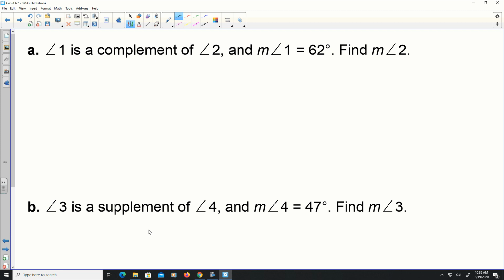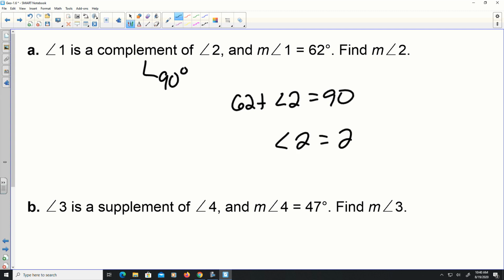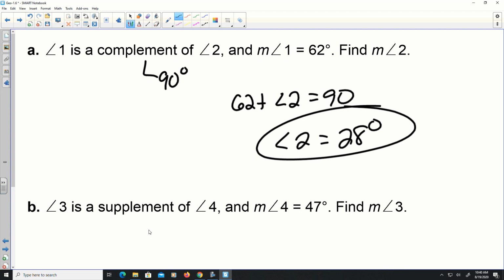Here it says that angle 1 is a complement of angle 2. The measurement of angle 1 is 62 degrees. Since it's a complement, that means when they sum up, it's 90 degrees. So 62 plus whatever the measurement of angle 2 is equals 90. To find that measurement, all we have to do is take 90 and subtract 62, which means angle 2 equals 28 degrees.